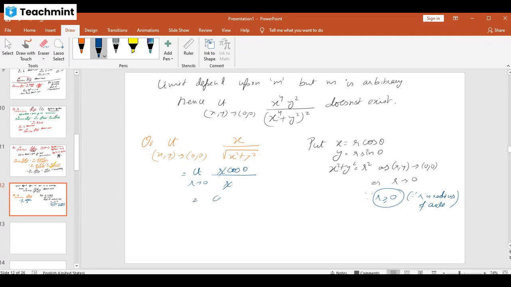So what is the limit of the function? Cos theta. But what is theta? Here theta is arbitrary. Hence, limit does not exist. Okay. So what do we realize here? If the degree of numerator and denominator function is the same and it is 0, 0 form, then the limit of the function does not exist.